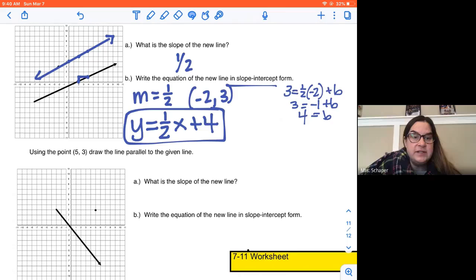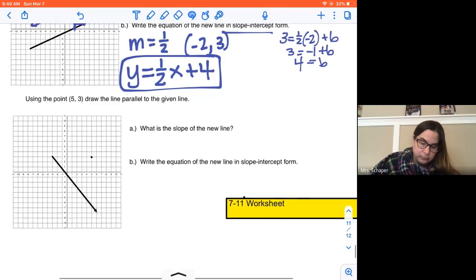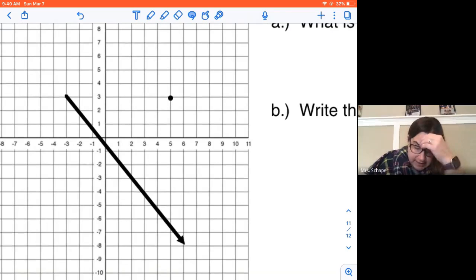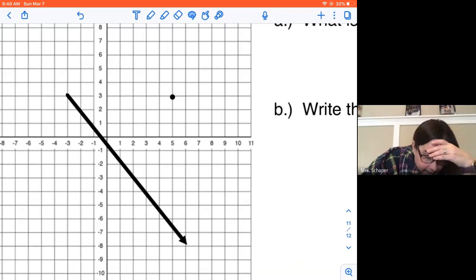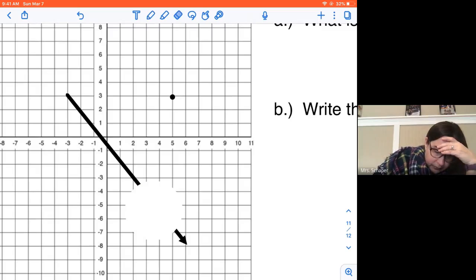All right, using the point 5, 3 to draw the line parallel to the given line. So I need to find the slope of this line utilizing my slope information. This one's kind of hard. It's a little bit difficult to tell. So I'm going to use these points right here.